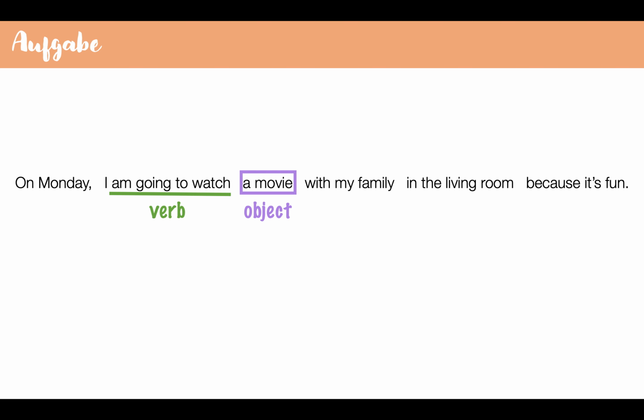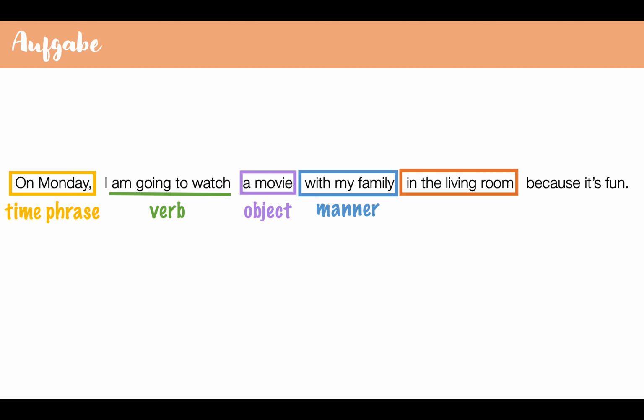And I chose to start my sentence with on Monday, which is a time phrase. Let's carry on with the sentence. We have with my family. That starts with the word with, which is a preposition. Okay? So this is a preposition phrase and it indicates a manner. So that's the way I'm doing my action. Then I have in the living room. In is also a preposition. We've seen that when we're talking about houses. And this sentence is a place phrase.